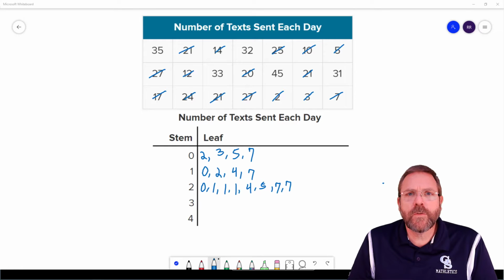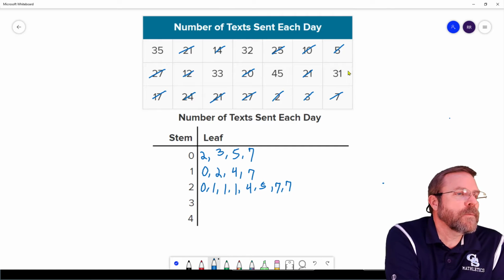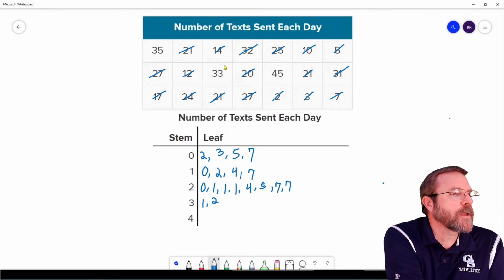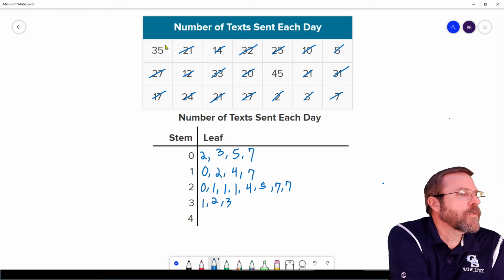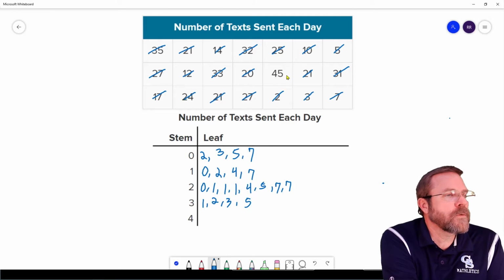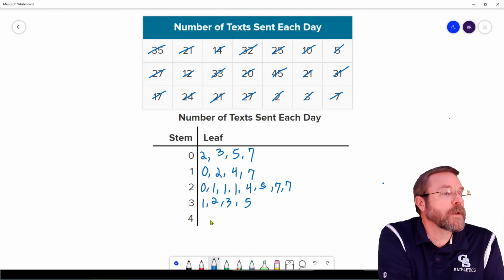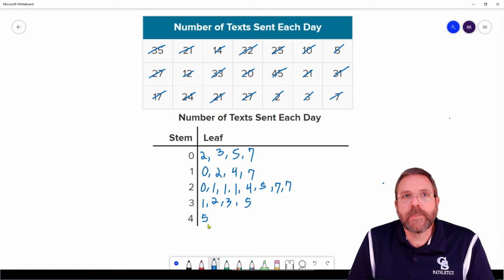Next, I'm going to move into the 30s range. And for the 30s range, I've got a 31 right here I'm going to mark out. And then I have a 32 right here I'm going to knock out. I have a 33 right here I'm going to knock out. And I have a 35 right here I'm going to knock out. And then that old person that's on the car, 45 is really not that old. It's going to be 45, or I'm sorry, we're not in the car, we're texting. That day when there was 45 texts right there. And that is going to be your completed stem and leaf plot.